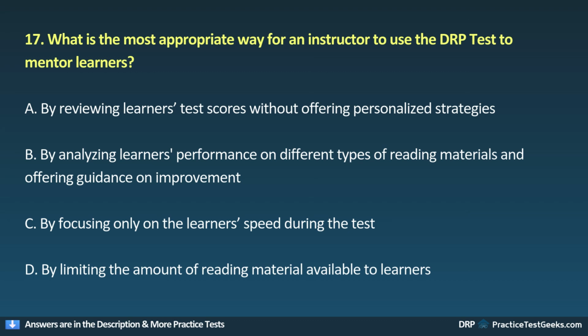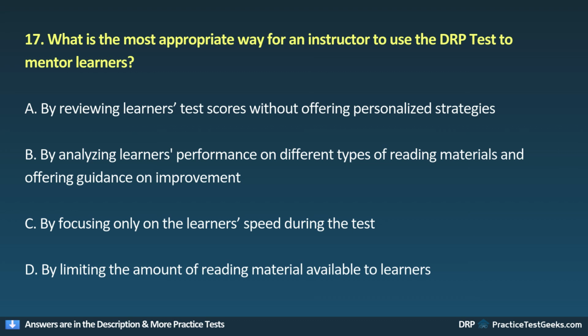17. What is the most appropriate way for an instructor to use the DRP test to mentor learners? A. By reviewing learners' test scores without offering personalized strategies. B. By analyzing learners' performance on different types of reading materials and offering guidance on improvement.